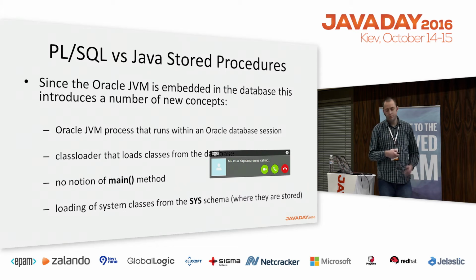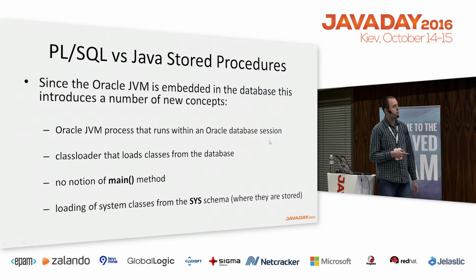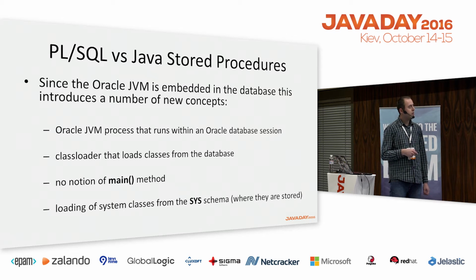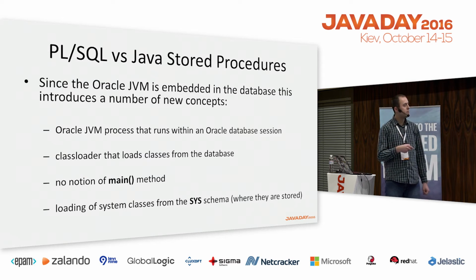The JVM process runs inside the Oracle memory. So when you start a new JVM process, it uses all of the data structures that are defined by the database. The Oracle database uses a custom class loader that allows you to load system classes, which are provided by the system JVM running in the Oracle database, from the database, meaning that you store system classes inside database tables, and the Oracle JVM allows you to load those classes from the database.